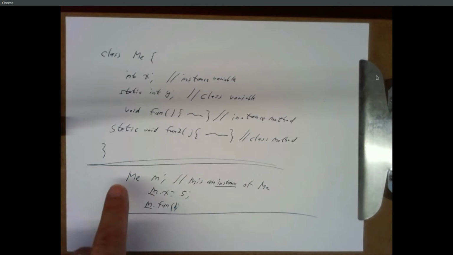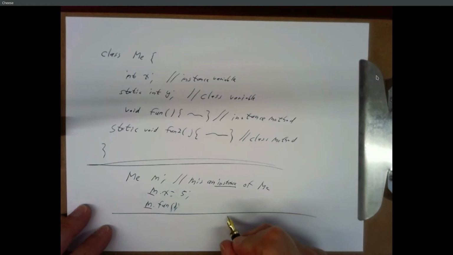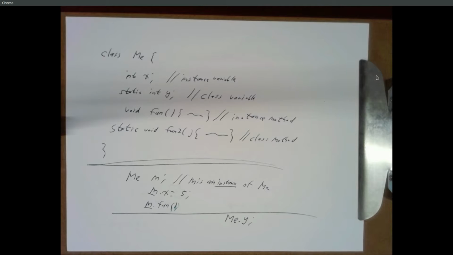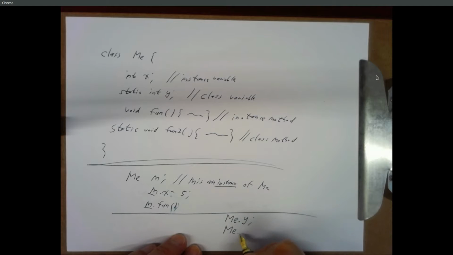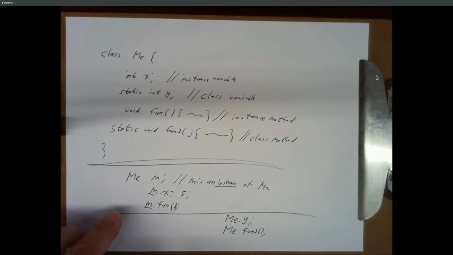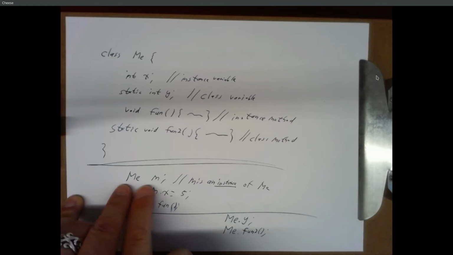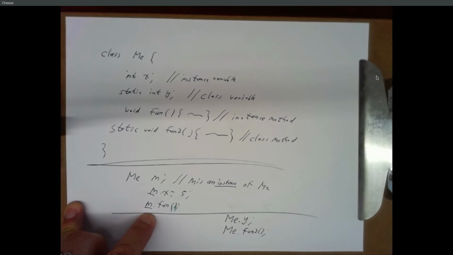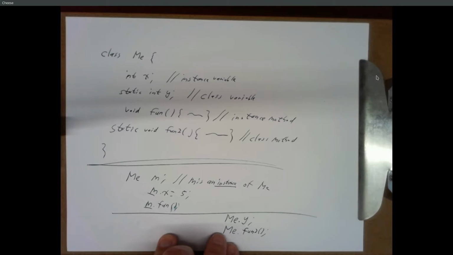But even if we don't have an instance of me, we can still access the variable y by just saying name of the class dot variable. Okay, and that's a static reference to y. Or we could say name of the class me dot function 2. And it's a static reference to a method. So non-statics, or instance references, you have to use an actual object of that type to access. If you're not using an object of that type, but you're actually using the class itself, that's a static reference, okay, or a class reference.